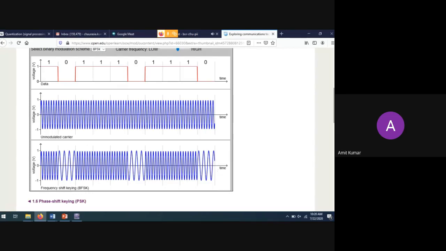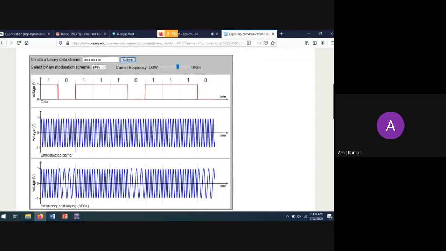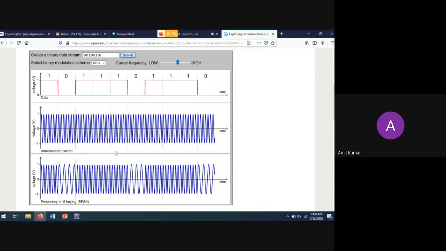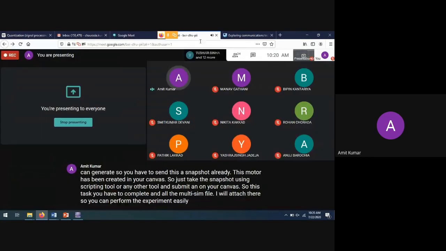So you have to send this snapshot. This portal has already been created in your Canvas. Just take the snapshot using the snipping tool or any other tool and submit it on your Canvas. So this task you have to complete, and I will attach all the Multisim files there, so you can perform the experiment easily. So this is all about it.